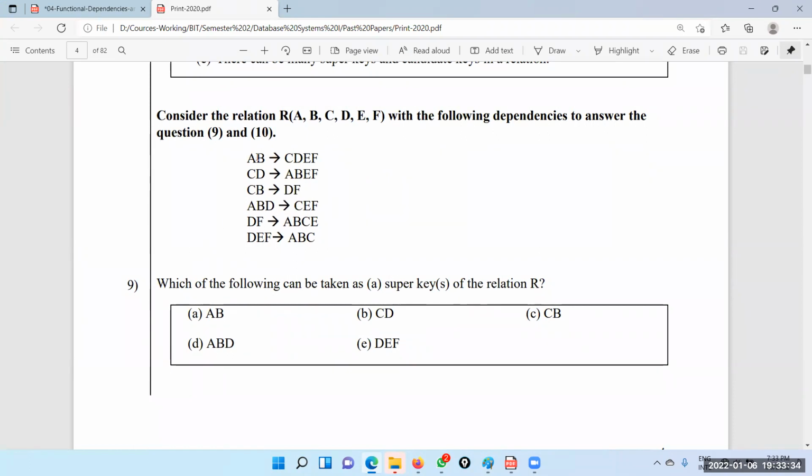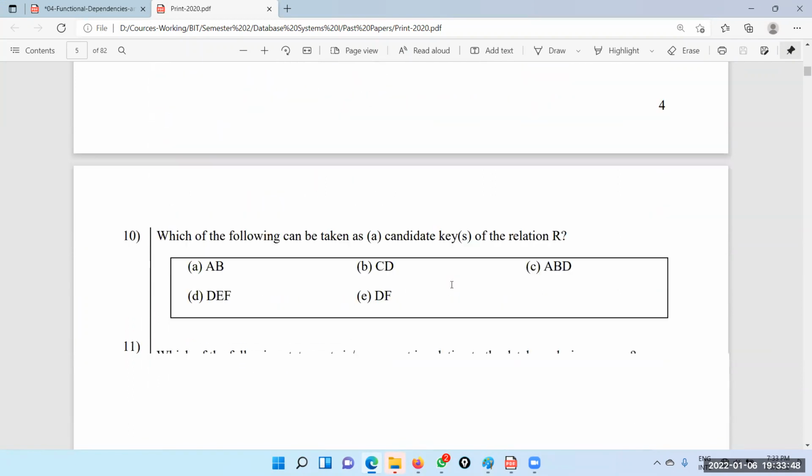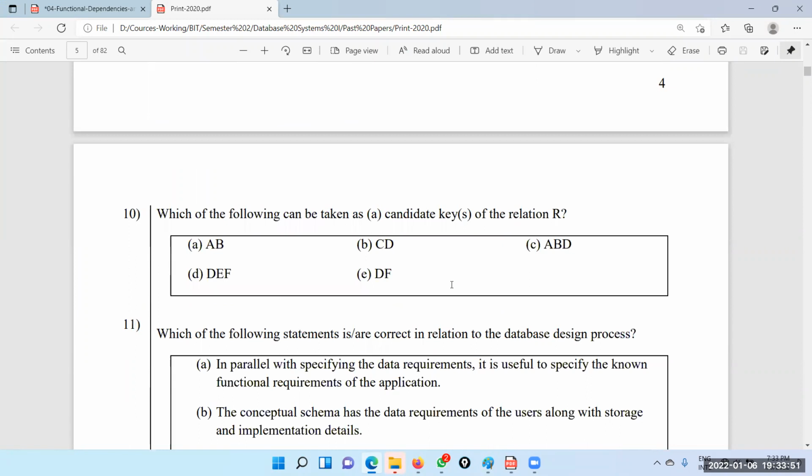So the question: a relation with attributes A, B, C, D, E with the following dependencies, to answer questions 9 and 10. Which of the following can be super keys of the relation? It was which of the following can be taken as candidate keys of the relation.